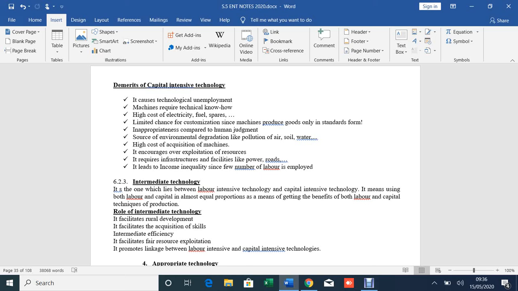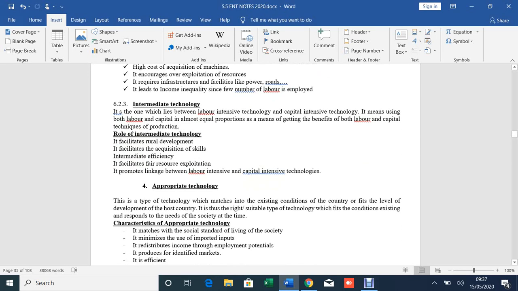The other advantage is that it promotes the linkage between labor-intensive technology and capital-intensive technology. And the third one is appropriate technology. Appropriate technology is a good method for all countries, because developing or underdeveloped countries have the capacity to adopt it. It's very simple, depending on the level of development of each country, and very simple to use. That's why it is a better system than the other systems.